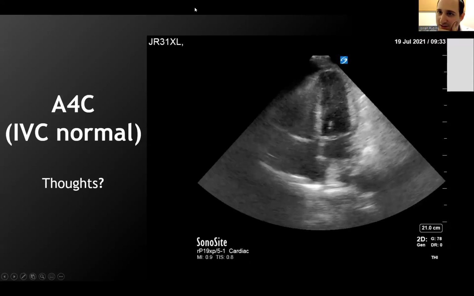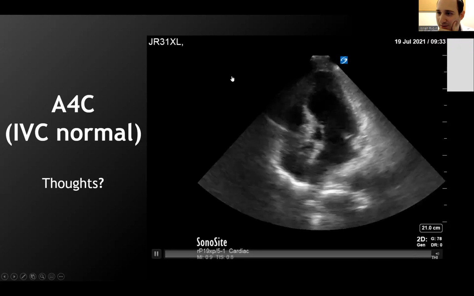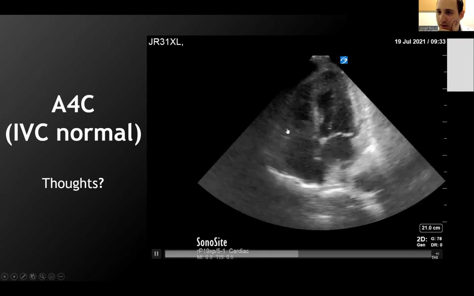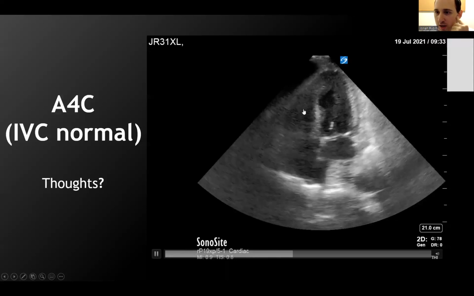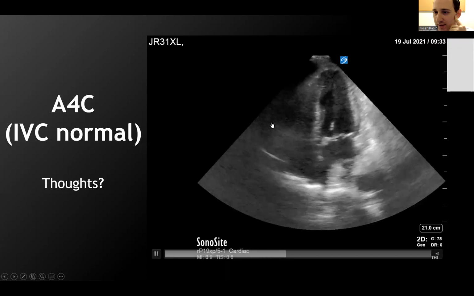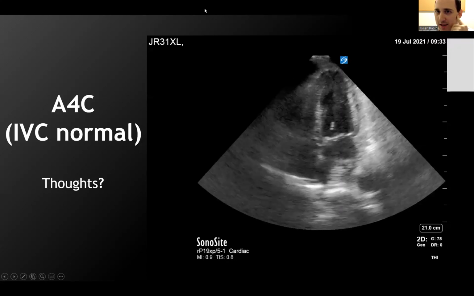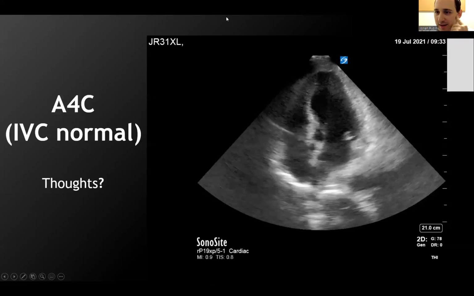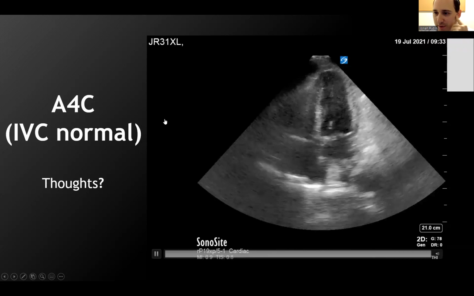I'm going to take the silence to mean that there's not much to say, and I kind of agree with that too, right? We kind of have a normal looking LV. We can't comment too much on the RV because there's shadowing over the free wall. Although, you get a whiff of the fact that it probably has a good bellows effect, and maybe there's a good TAPSE. We can't really tell. I don't know if anybody else has anything else to say. I don't have anything particularly good. We're not seeing a huge effusion anymore, which we saw from other views.